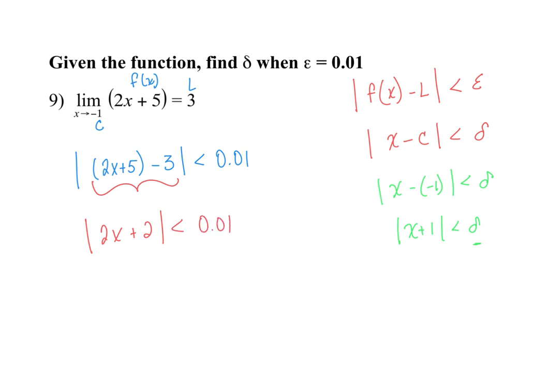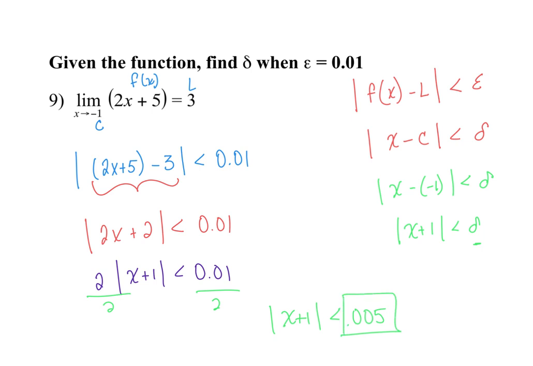How do I make it look like x plus 1? What do I need to factor out? 2. I need to factor out a 2. And so I'm going to pull a 2 out. I have the x plus 1. My final step is to divide that 2 over. So I want to divide that 2 over. And this is very similar to the example we did yesterday, which means this is my delta. If I want to get 0.01 away from my actual limit, I need to get 0.005 away from my actual x value of -1.